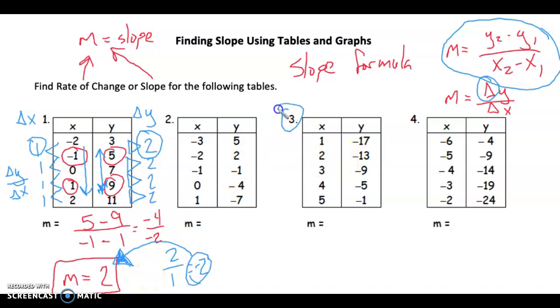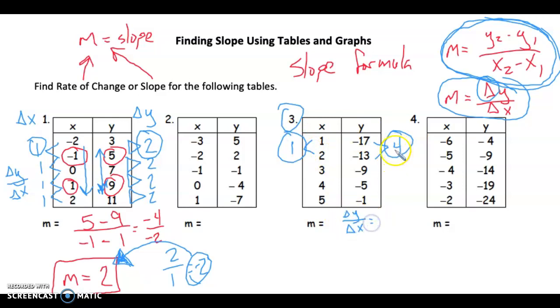Let's jump over here to number 3. We've had plenty of practice using the slope formula, so let's actually look at using our first differences. Right here, from -17 to -13, we have a gap or a difference of 4. On this side, 1 to 2, we have a gap of 1. The change in y divided by the change in x is 4 over 1.